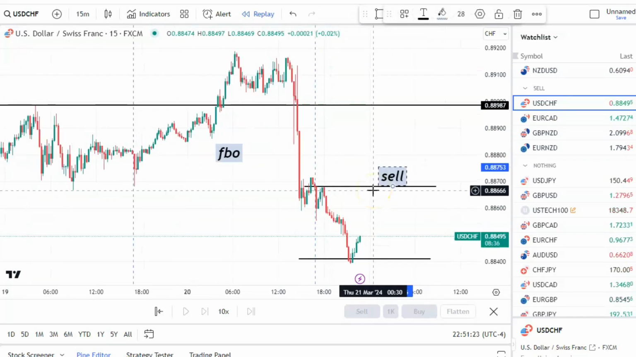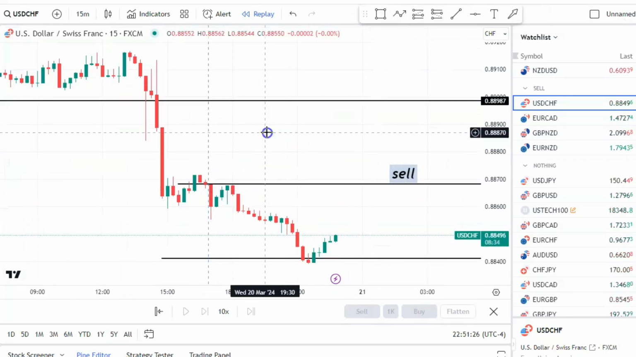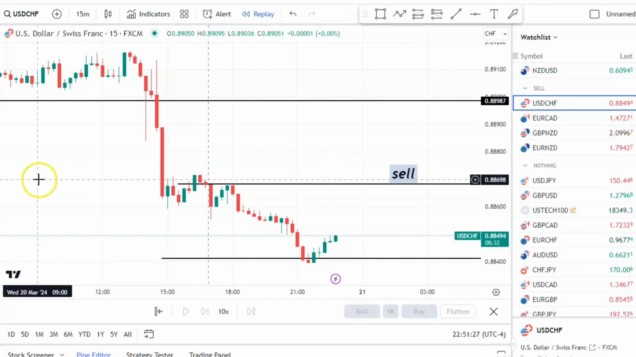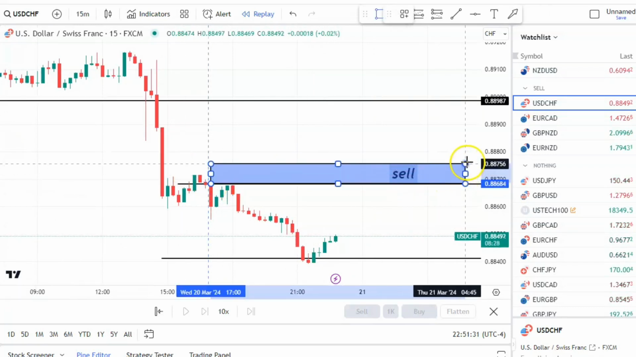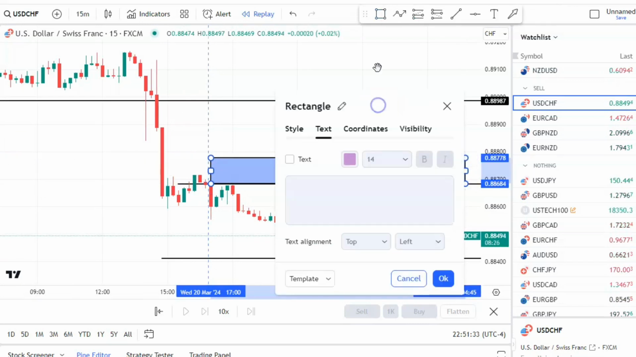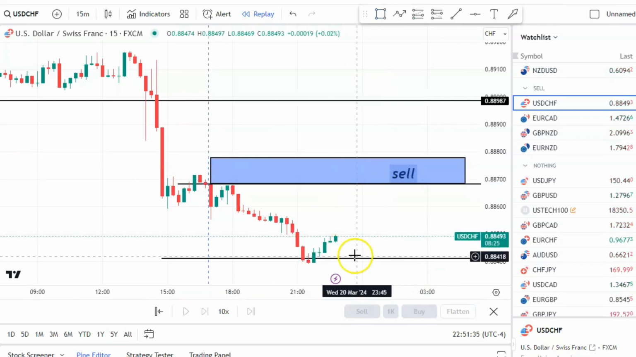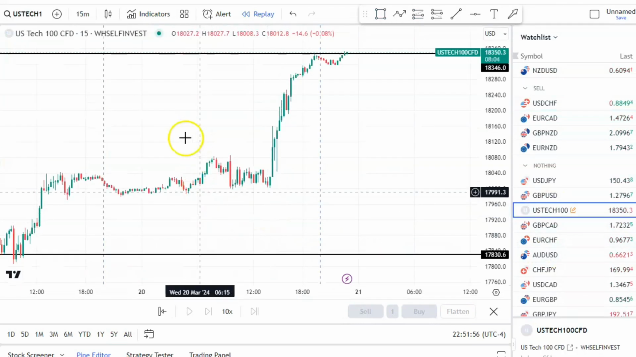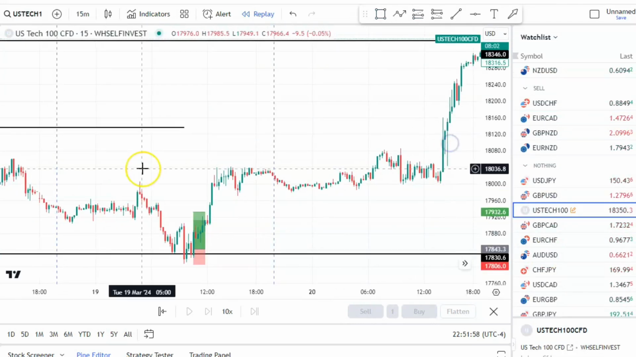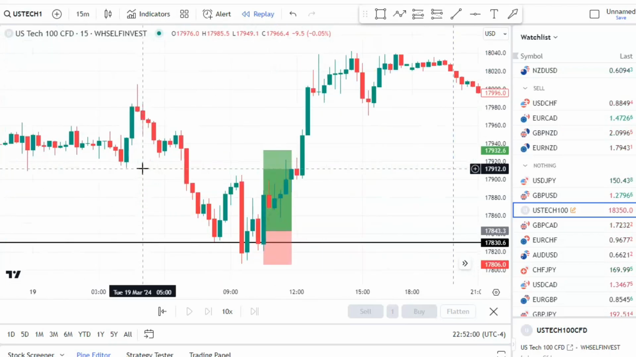So today we are waiting for price to come back to this level. We want to sell high, so we want to sell at the high of the day, and then we want to target the low of the day. So we'll use a trade setup we got on US 100 on Tuesday.